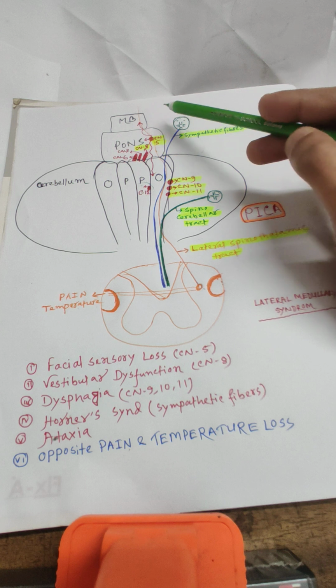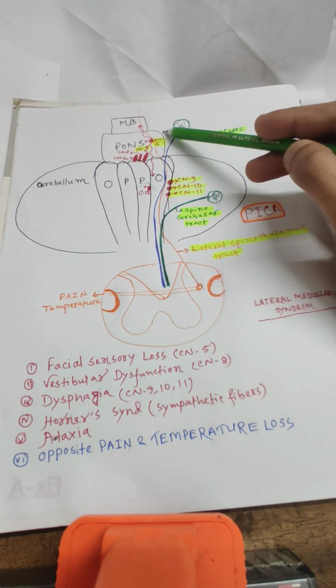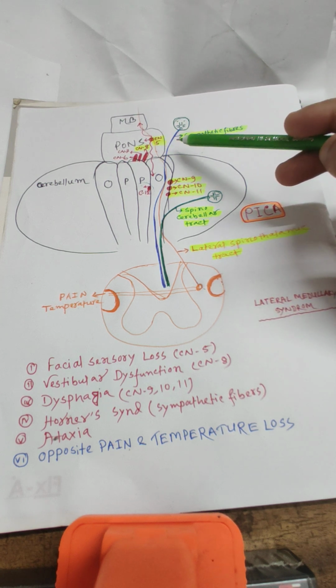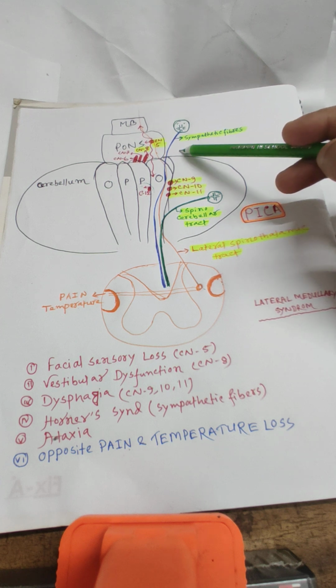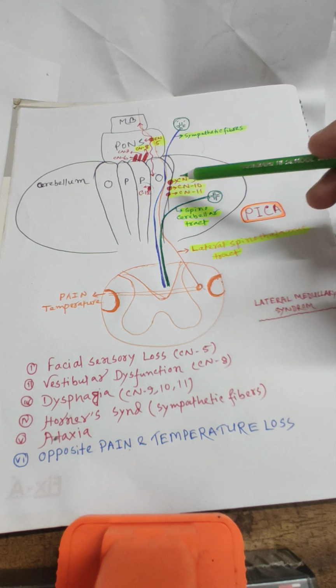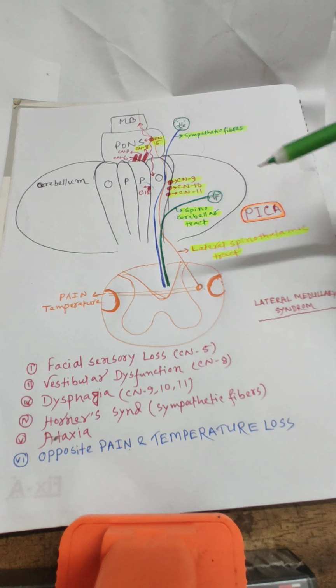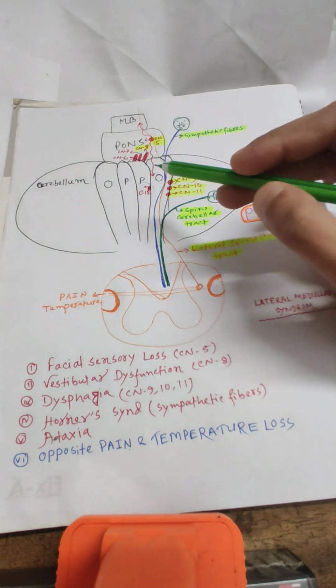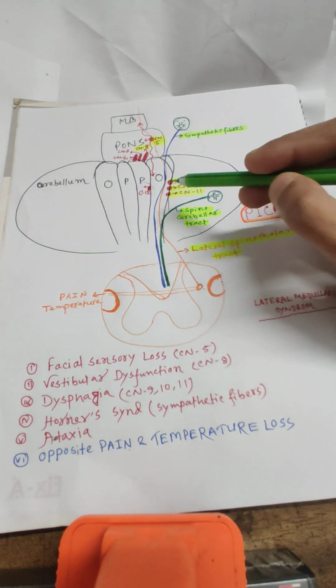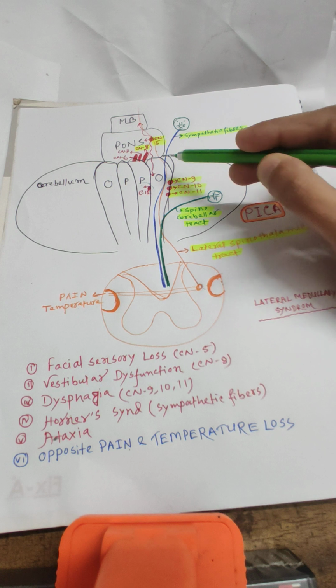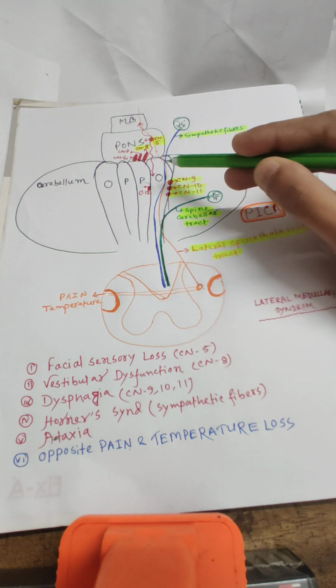The midbrain is connected with the cerebellum with the superior cerebellar peduncle. The pons is connected with the cerebellum with the middle cerebellar peduncle, and the medulla is connected with the cerebellum with the inferior cerebellar peduncle. Now, as the name suggests, in lateral medullary syndrome, the structures situated or transpassing the lateral aspect of the medulla will get affected.